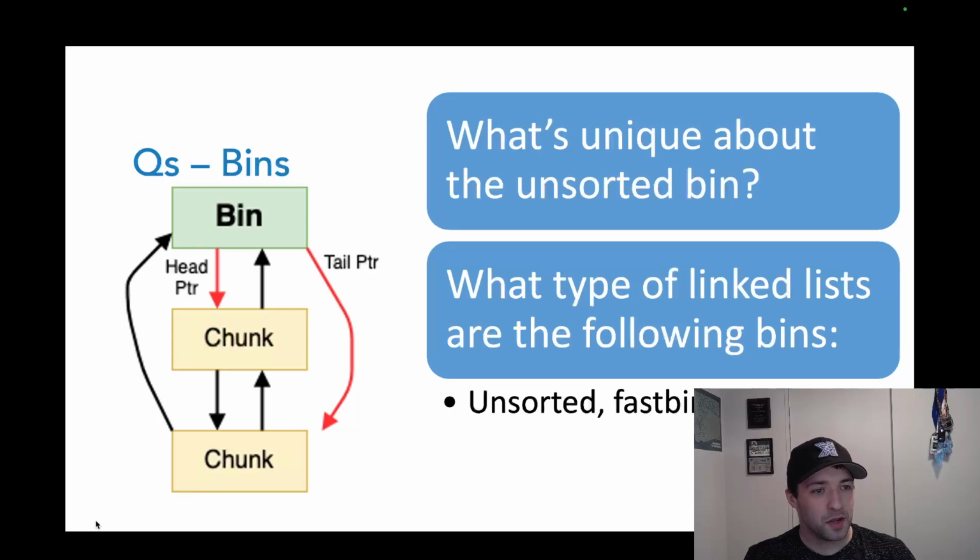Cool. So now we have a couple of questions again. What's unique about the unsorted bin? What type of linked lists are in the following bins? And that is unsorted, fast, and Tcache.